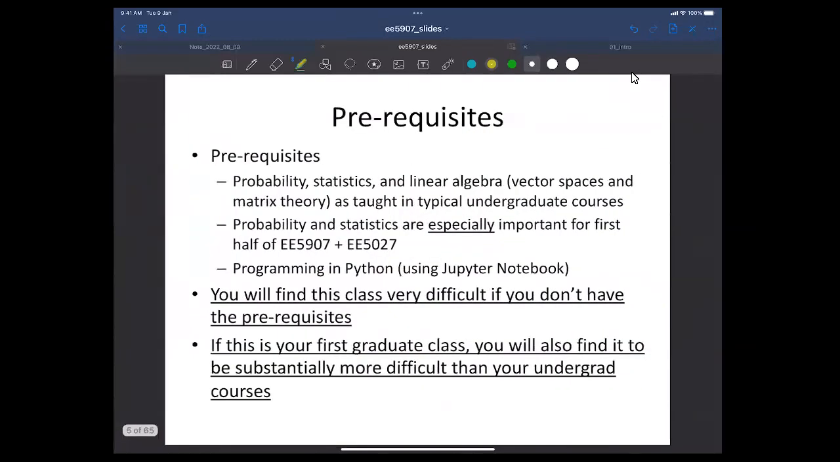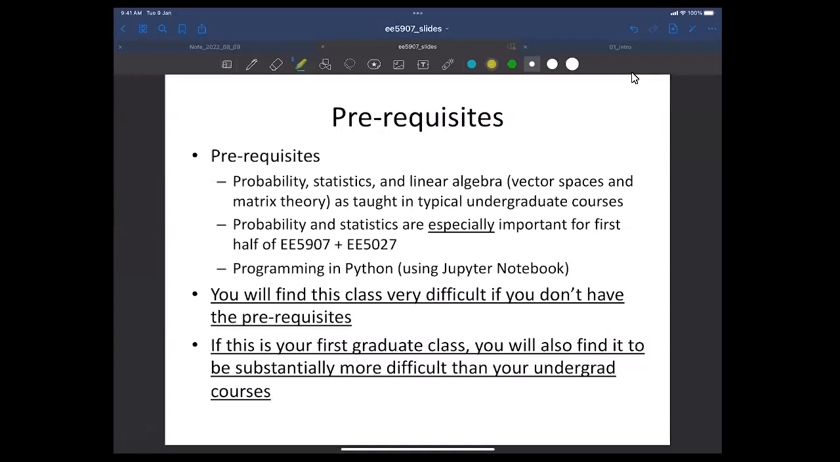Okay, so the prerequisites. The prerequisites for this module are probability, statistics, linear algebra, and calculus. For the assignments, you need to know programming in Python, especially the use of Jupyter Notebook. Your submission has to be in Jupyter Notebook format. Please keep this in mind: we will not accept any format other than Jupyter Notebook. Any questions?